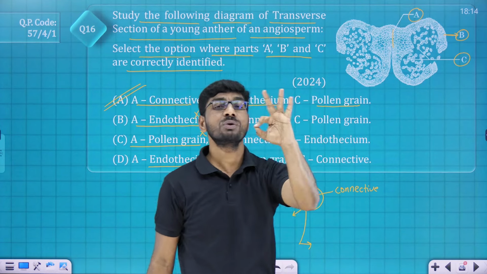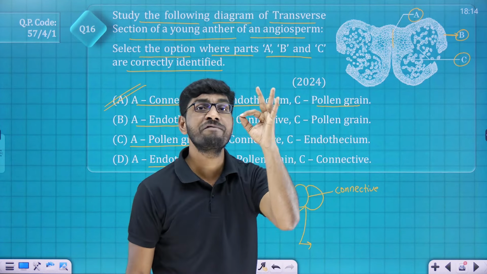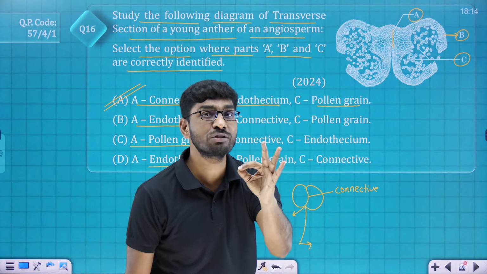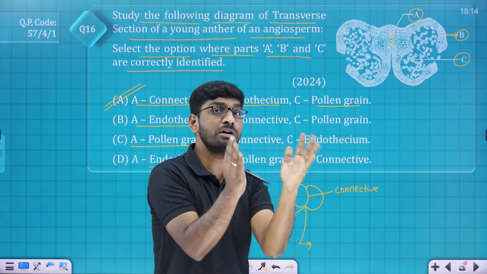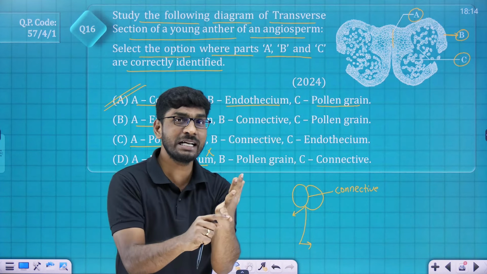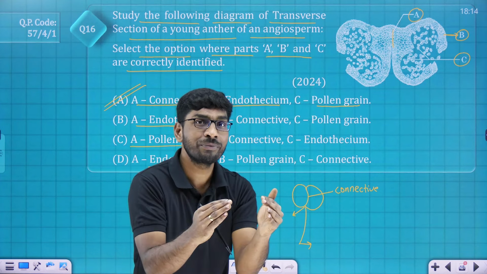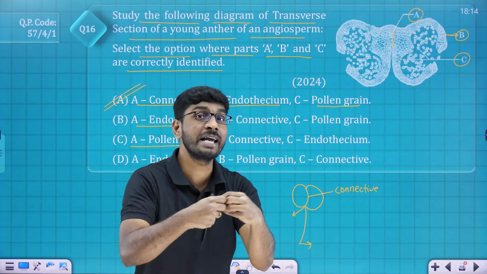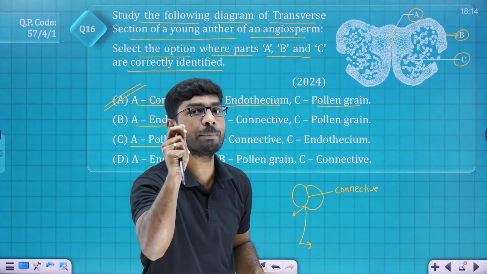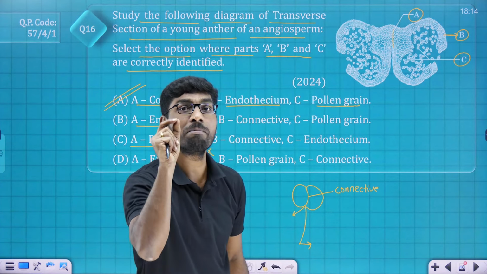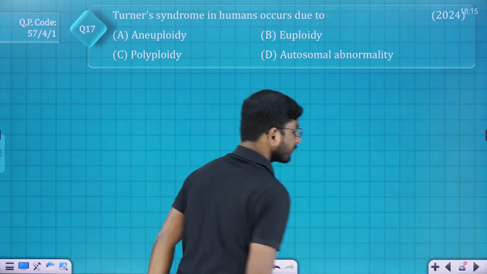In the exam, if a question comes, which of the following layers will first rupture when dehiscence of anther takes place? Middle layer. Remember, middle layer. If you're able to recall the theory class, epidermis, endothecium, and middle layers are for protection and dehiscence of the anther, we discussed, right? So which of the following anther wall layers will first rupture? Your answer will be middle layer. Keep in mind. Come to the next question.